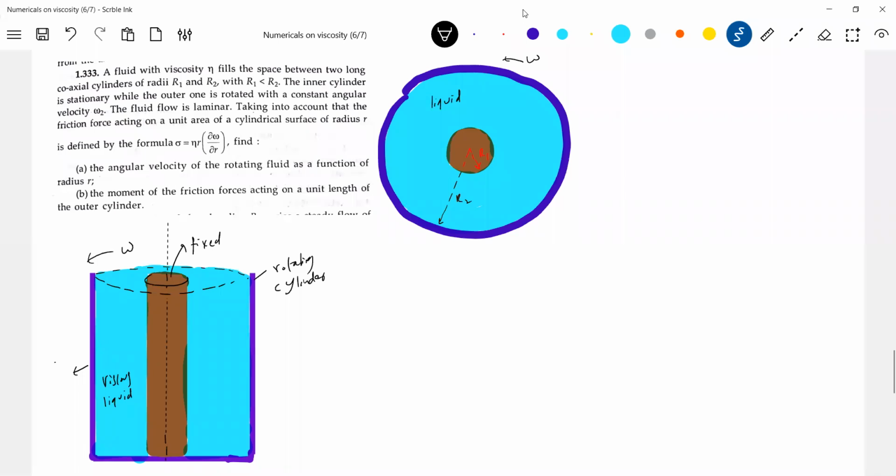So what has to be done now? How to bring that? The liquid flow is laminar, taking into account that the friction force acting on unit area of cylinder surface of radius r is defined by the formula. Yes, given. No doubt, we have to derive it. So what shall we do?